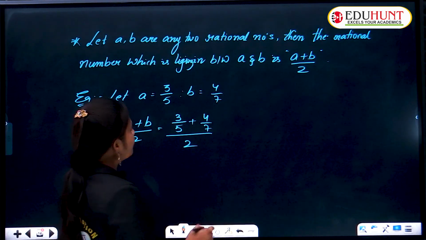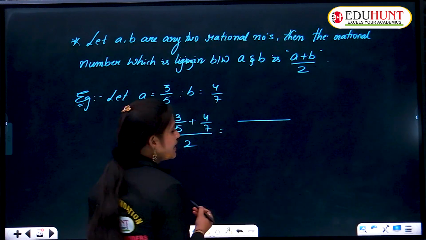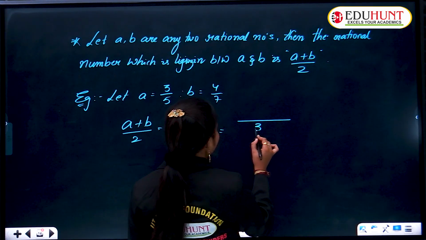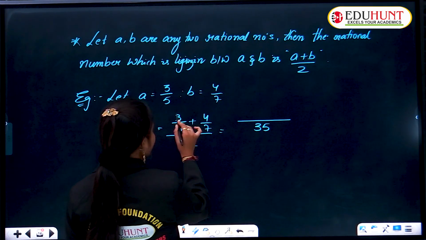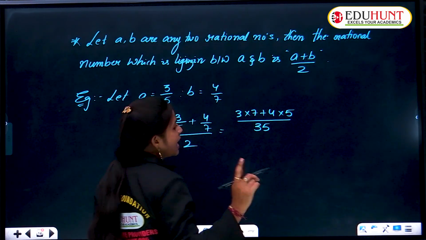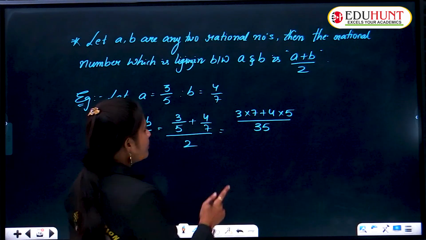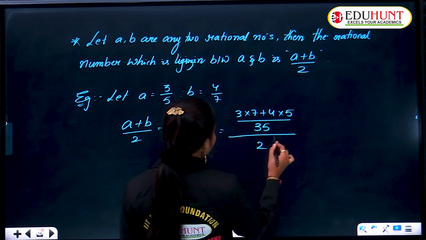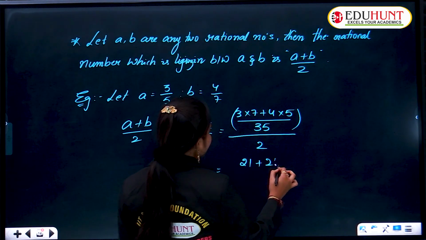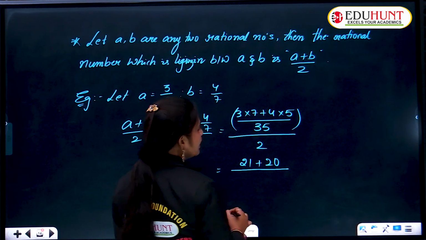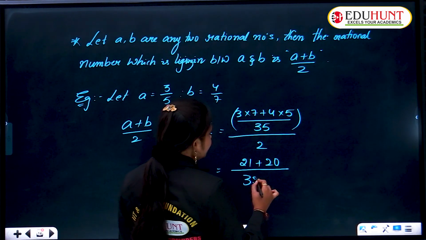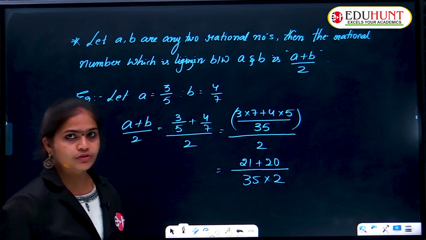Okay, just to simplify the numerator here, what is the LCM of 5 and 7? That is 5 sevens 35. Next, cross multiplication, 3 into 7 plus 4 into 5. Already you know how to add fractions. By applying the same, whole by 2, which is equal to 3 sevens 21 plus 4 fives 20, whole by 2. In the denominator also we can write it as 2 by 1, so we multiply with its denominator, 35 into 2.